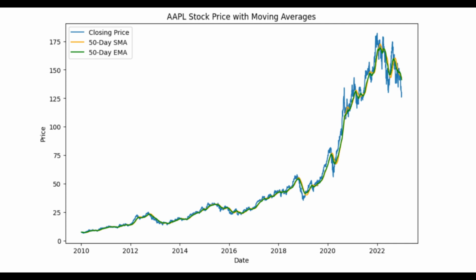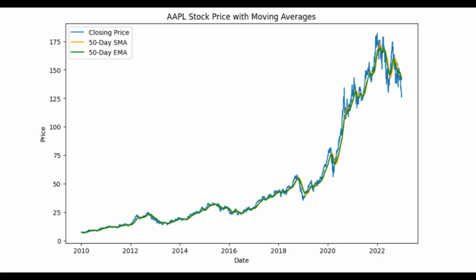Next up, we've got something super important for investors: moving averages. If you're not familiar, moving averages help smooth out price data to show the direction of the trend. Let's look at how Apple stock performs when we apply a 50-day simple moving average, SMA, and 50-day exponential moving average, EMA. Check out this chart.